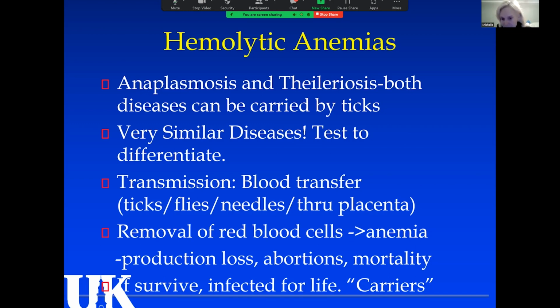So you see anemia, again, is the primary problem, and that results in production loss, can cause abortions, can cause mortality. If they survive the clinical part of this infection, meaning where they actually show signs of disease, they'll be infected for life. So these don't get cleared. They become carriers for life.